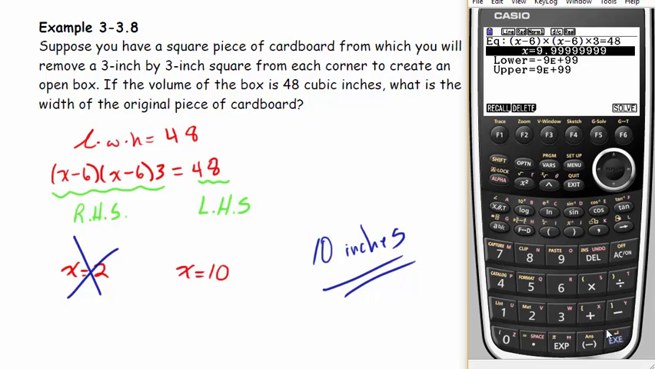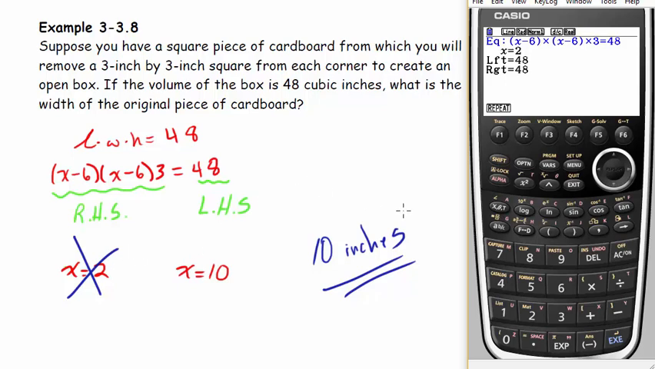Now we need to give it an initial guess. Let's give it an initial guess of 5, let's say, and then solve. Okay, and this gives us our first solution of 2, which we saw before.